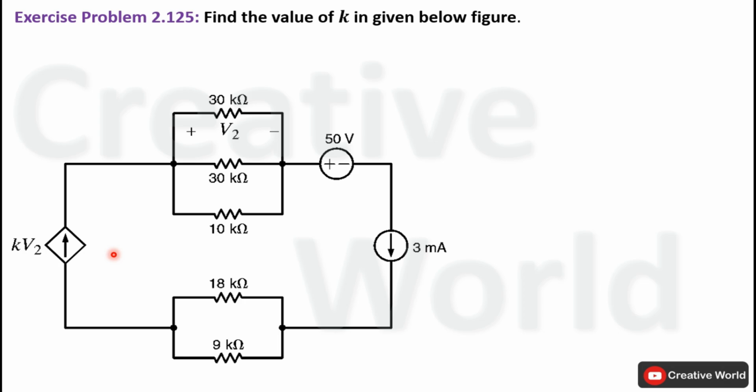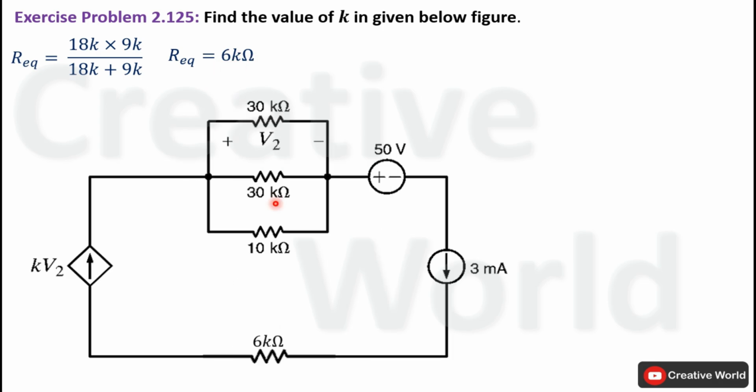First of all, we will simplify this network in order to make calculations easy. These two resistances are connected in parallel connection, so we can find their equivalent resistance and replace that resistance with these two resistances. Their equivalent resistance will be calculated by taking the product of both resistances divided by their sum. So R equivalent of these two resistances will be equal to 6 kilo ohm. So we can modify the network by replacing these two resistances with a single resistance having the value of 6 kilo ohm. Similarly, we can simplify these three parallel connected resistances.